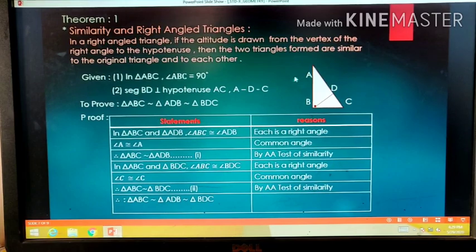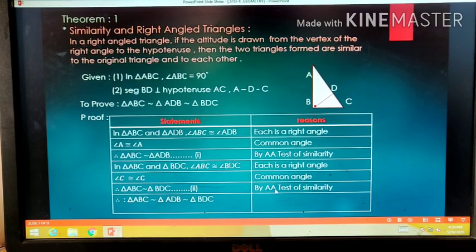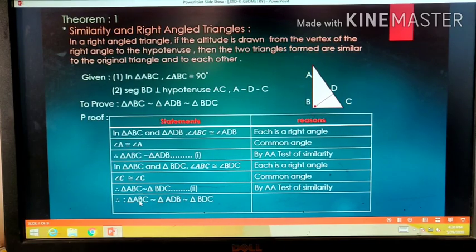Now let's consider triangle ABC and another triangle BDC. In these two triangles, again angle ABC is congruent to angle BDC because both are 90 degrees. Then angle C is congruent to angle C, that is a common angle. Therefore, triangle ABC is similar to triangle BDC by AA test of similarity. Therefore, triangle ABC is similar to triangle ADB, which is similar to triangle BDC.